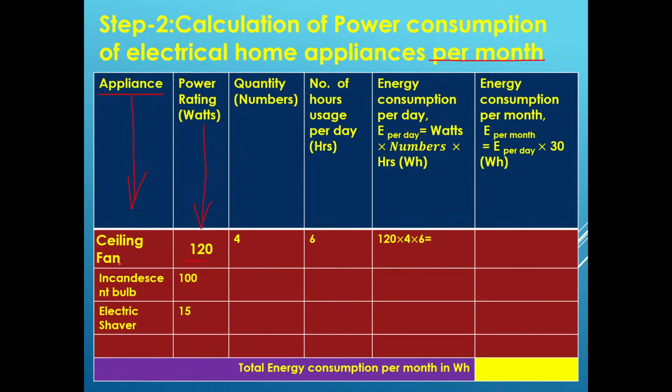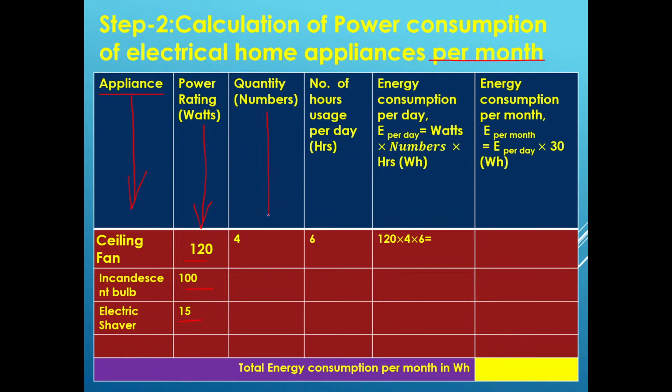For the ceiling fan, the power rating is 120 watts. For the incandescent bulb, the power rating is 100. For the electric shaver, the power rating is around 15 watts. So we can write down many appliances. I think this table is familiar to you.